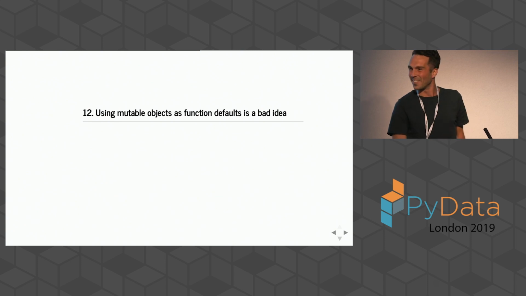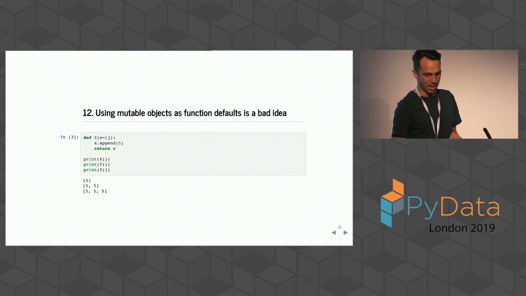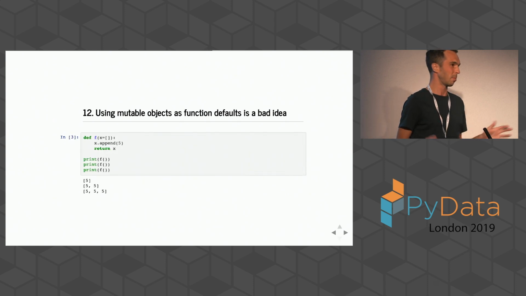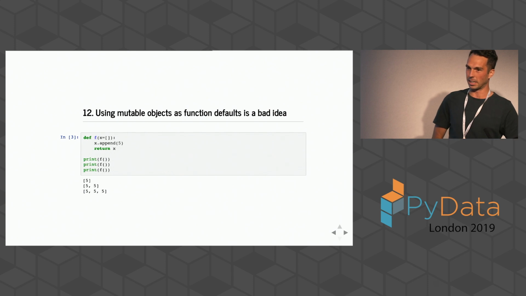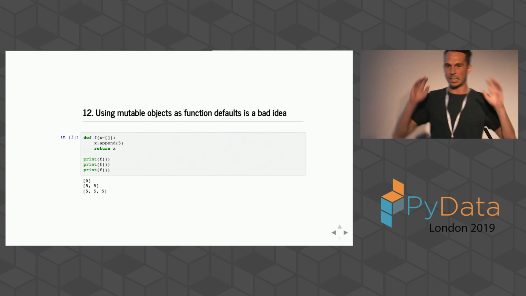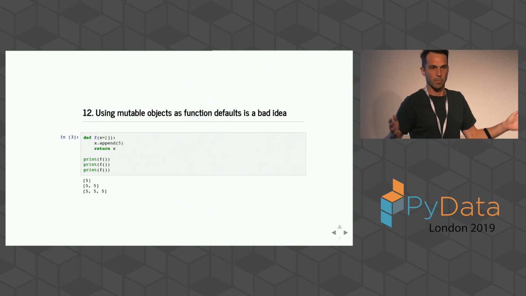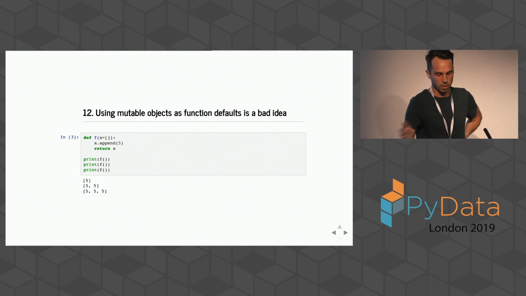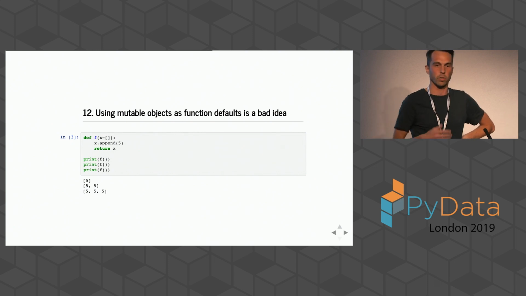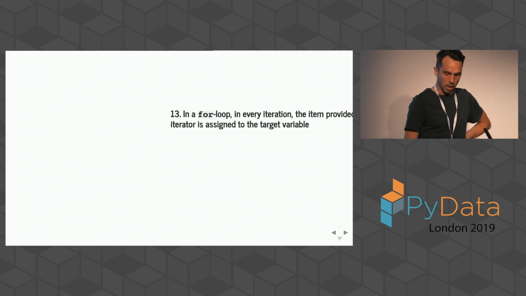Okay, using mutable object. Yeah, many of you are thinking, what the? Using a mutable object as a function default is a bad idea. I think I made this mistake in the beginning without even realizing. So never use, for example, a list as a default argument. You have to say X is None, and then if None is passed, you assign an empty list to it.